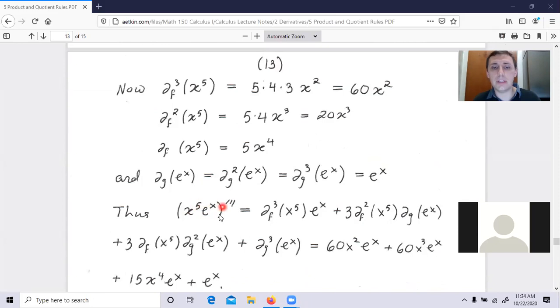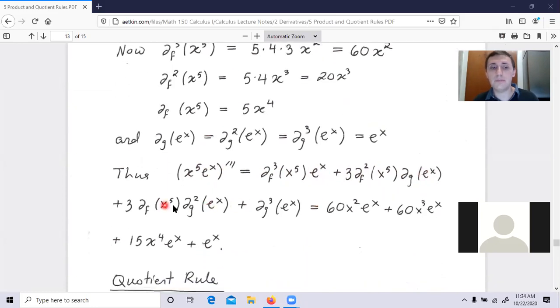Then the triple derivative is just this. That's what this means, right? The triple derivative of x to the 5 times the other function intact, plus 3 times two derivatives of x to the 5 times one derivative of e to the x, plus 3 times one derivative of x to the 5 times two derivatives of e to the x, plus finally three derivatives of e to the x. And when I carry it out, I already have all the components. The derivative of e to the x is very easy. It's just 60x squared e to the x plus 60x cubed e to the x plus 15x to the 4 e to the x plus e to the x.